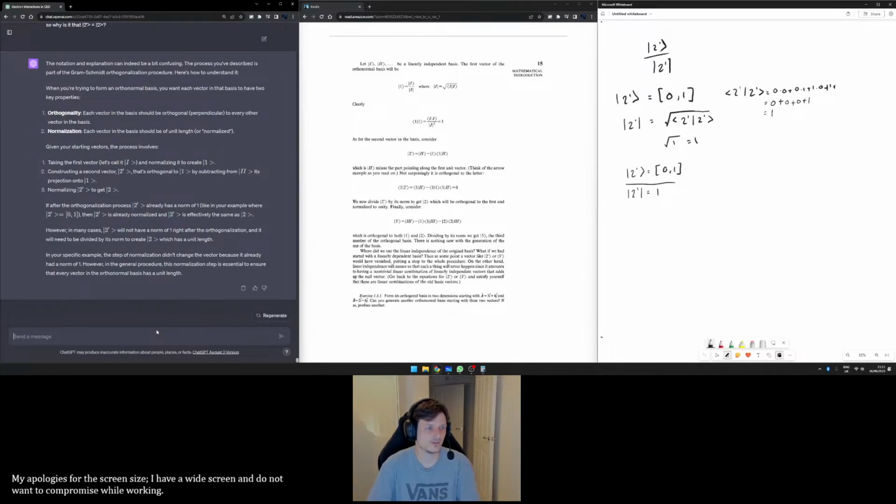Given your starting vectors, the process involves taking the first vector, let's call it I, and normalizing it to create 1. Constructing a second vector that's orthogonal to 1 by subtracting from 2 its projection onto 1, normalizing 2 prime to get 2. If after the orthogonalization process 2 prime already has a norm of 1, like in your example where 2 equals 0, 1, then 2 is already normalized, and 2 is effectively the same as 2. However, in many cases 2 will not have a norm of 1 right after orthogonalization, and it will need to be divided by its norm to create 2, which has a unit length. In your specific example, the step of normalization didn't change the vector because it already had a norm of 1.